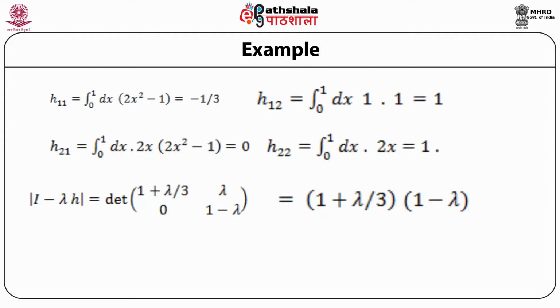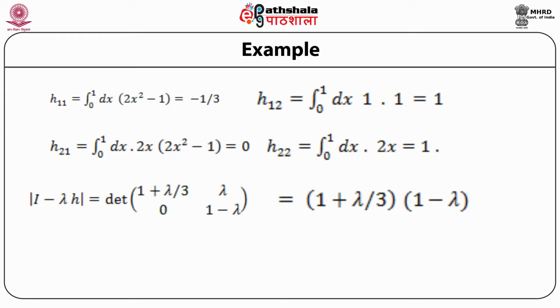h11 is the integral from 0 to 1 of (2x square minus 1) dx, which is minus 1 by 3. h12 is 1. h21 is the integral 0 to 1 dx of the product of 2x into (2x square minus 1), which is equal to 0. h22 is the integral 0 to 1 dx of 2x, equal to 1. With g1, g2 known, and h11, h12, h21 and h22 known, we have the matrix as a 2 by 2 matrix, and the column vector has entries minus 1 by 6 and 0.